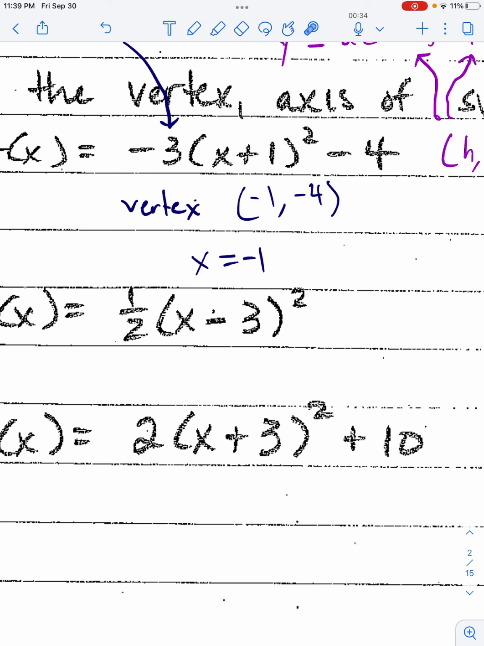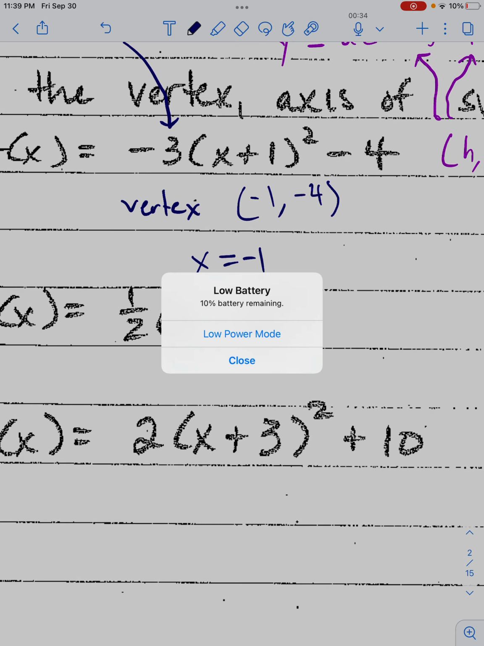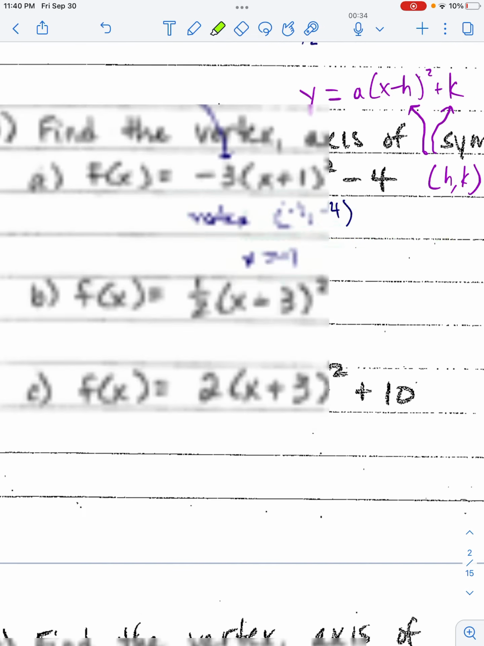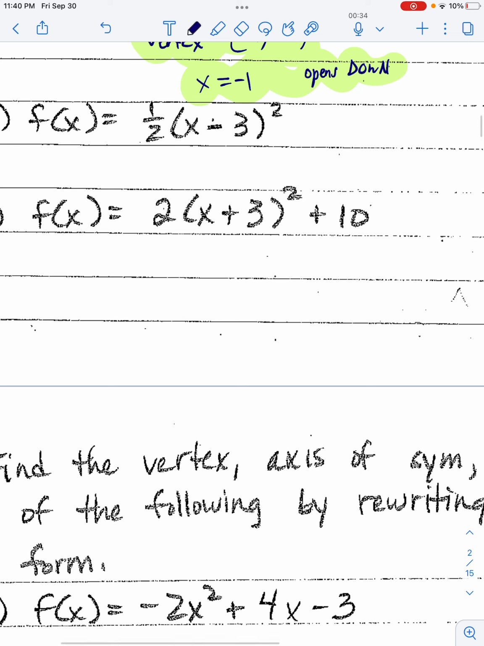Okay, so there's that, guys. So this parabola is going to open down, since the number in front of my parentheses here, when I'm in vertex form, is negative. So it's going to open down. Okay, so that's my solution. Here we should be able to breeze through these, hopefully.